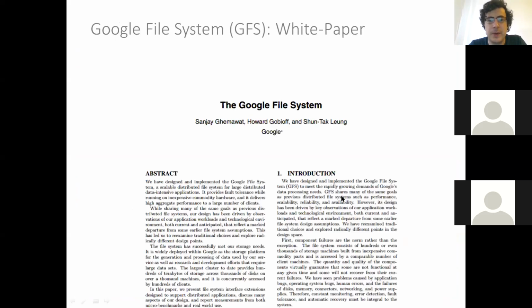And it has some assumptions that are different from other file systems that we'll see. So what essentially was the idea? This was around 2003, 2004. Google wanted to somehow systematize how it manages data, just files basically, on its thousands of machines. So they proposed this Google File System.